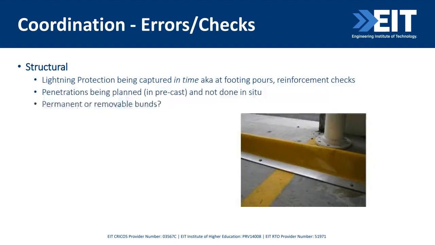So, key items that go haywire. Lightning protection is the biggest one. That's the most common point of interface, and the reason that it's a common error or an area to check is because of the timing. We need, before the footings are poured and the slabs are poured, to check that we have our bonding done correctly, because it can't be done after the fact. So there's a time limit.